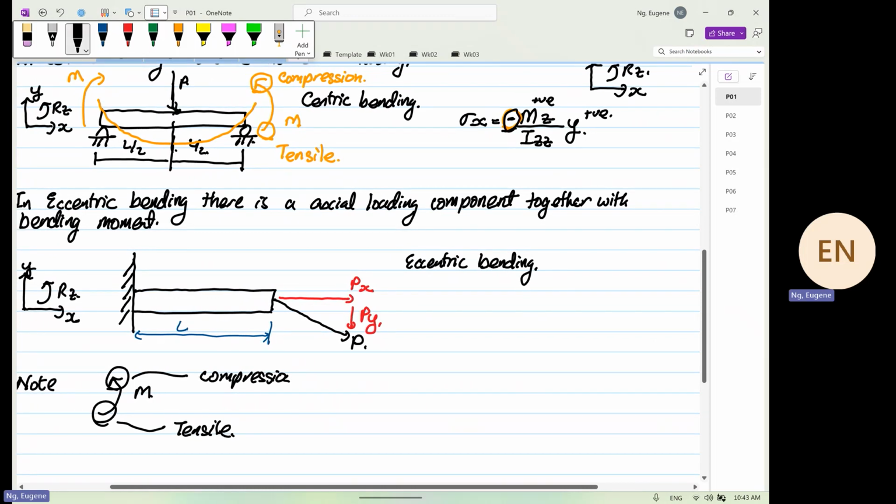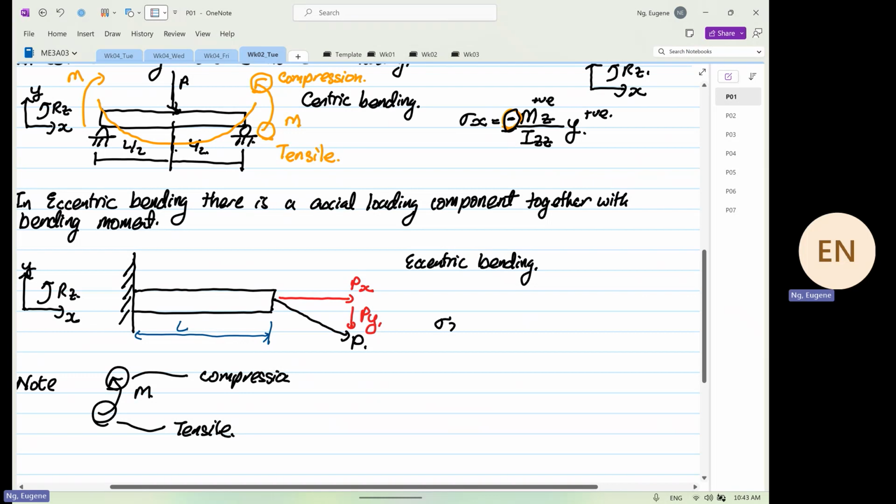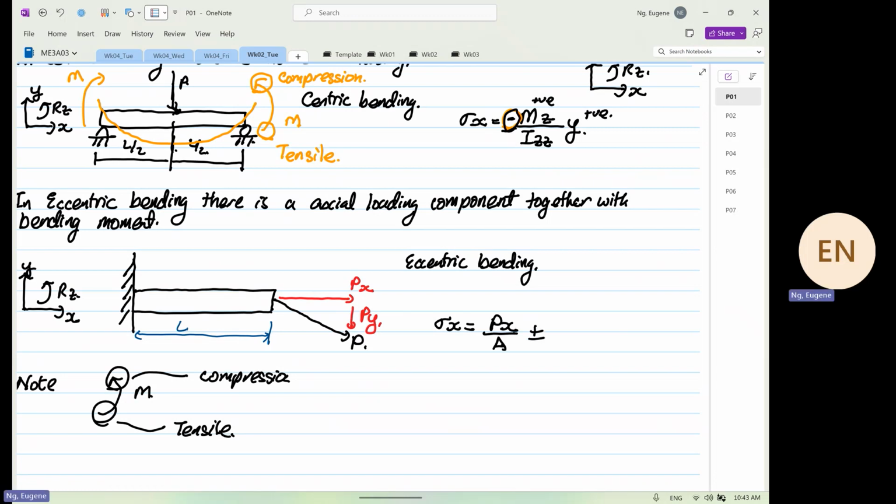Eccentric bending, right? We have stress X. Now this is equal to Px over A plus minus Mz over Izz multiplied by y. Again, I will put down here plus minus.